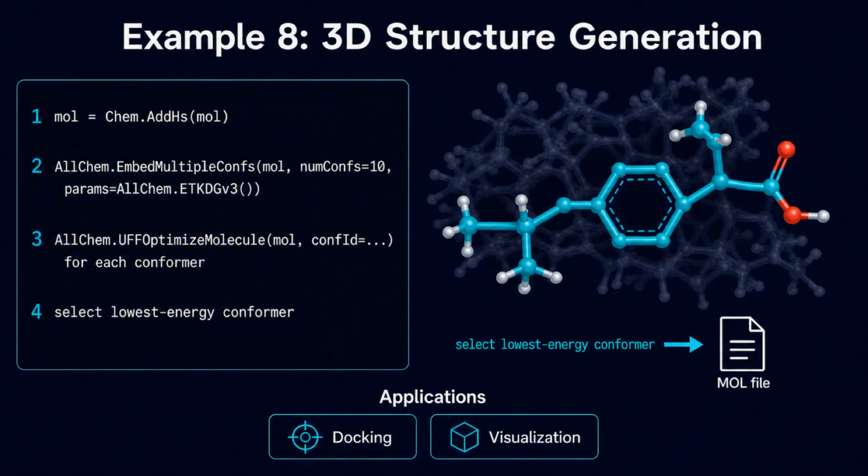Example 8 covers three-dimensional structure generation. Add hydrogens with Chem.AddHs, then call AllChem.EmbedMultipleConfs with the ETKDGv3 parameters to generate 10 conformers at once. Optimize each conformer with AllChem.UFFOptimizeMolecule using the UFF force field, calculate its energy, and keep the lowest energy conformer. You can save the result as a MOL file with Chem.MolToMolFile for use in docking or visualization software.